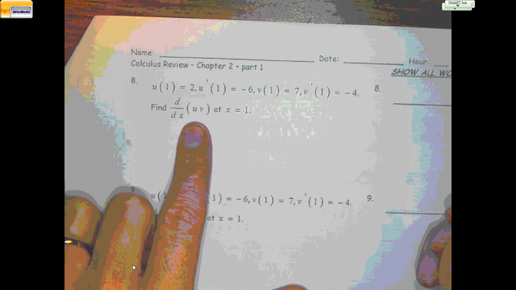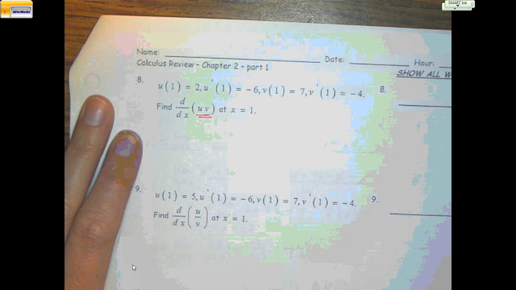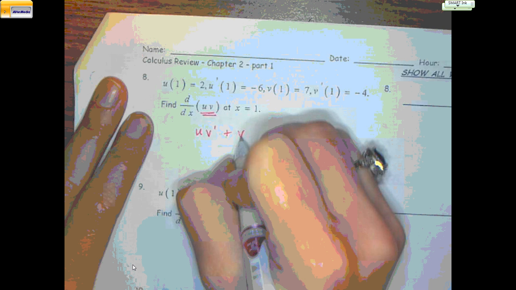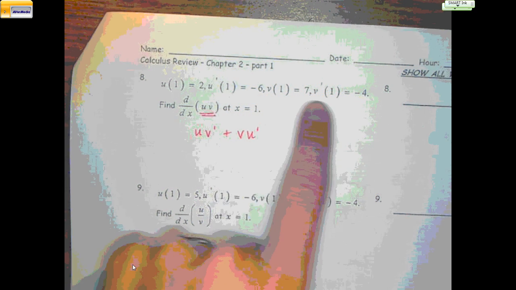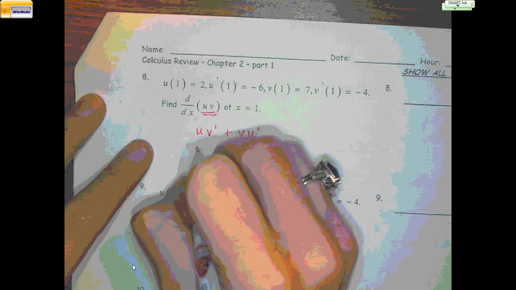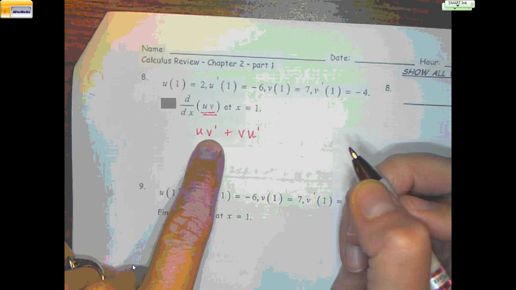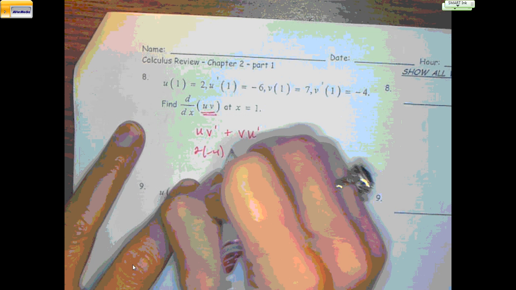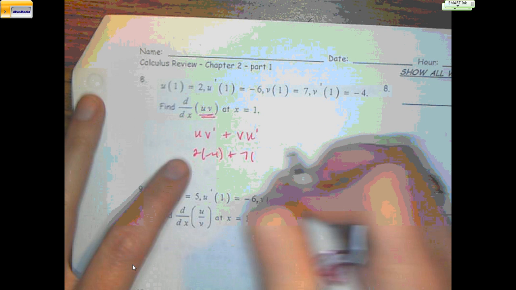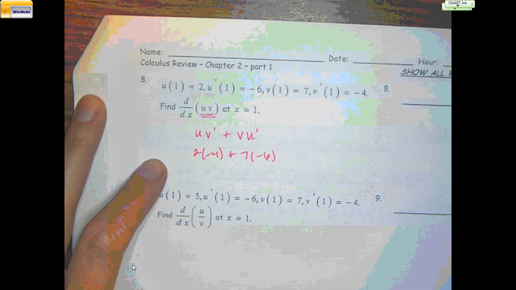Okay. They're asking for the derivative of uv when x is 1. They're multiplying two functions together, so what rule is that? Yeah, it's the product rule. So I need u times the derivative of v plus v times the derivative of u, where x is 1, and they gave us all of those values right there. So u at 1, they said was 2. The derivative of v at 1, they said was negative 4. v at 1, they said was 7. And the derivative of u at 1 is negative 6. Put all that together, you get negative 50.